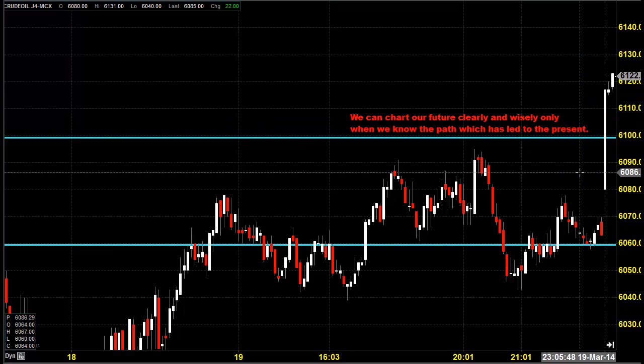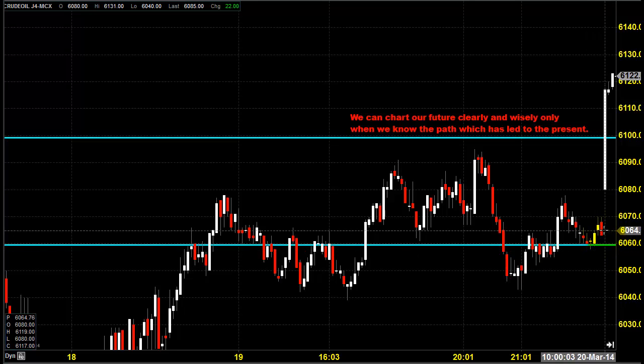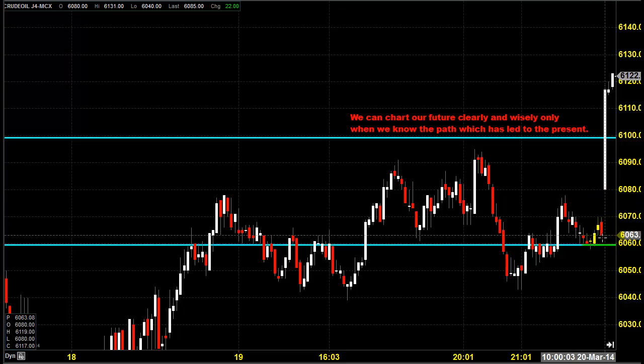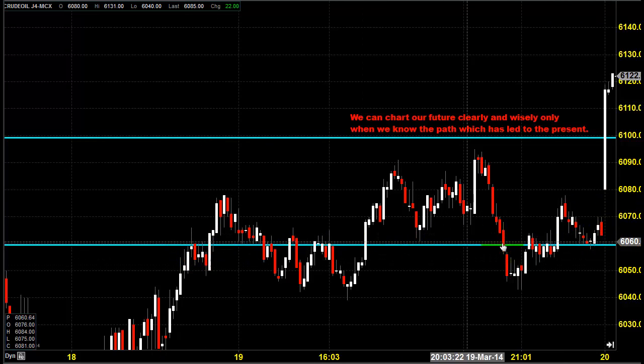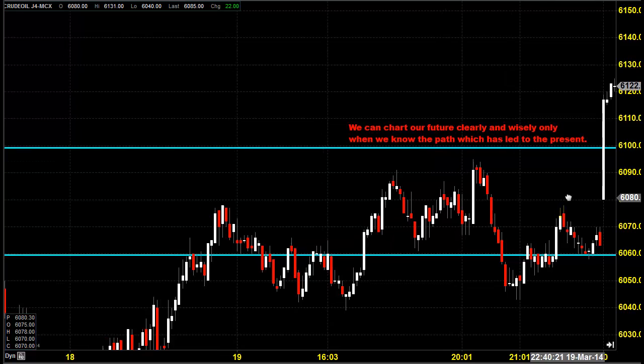What we expected yesterday was, since crude oil was constantly closing above 6060, if there is any price action above 6060, the market will consider 6060 as one of the major supports, and it will try to push towards 6162. That was our expectation. Now let us see what happened after that.